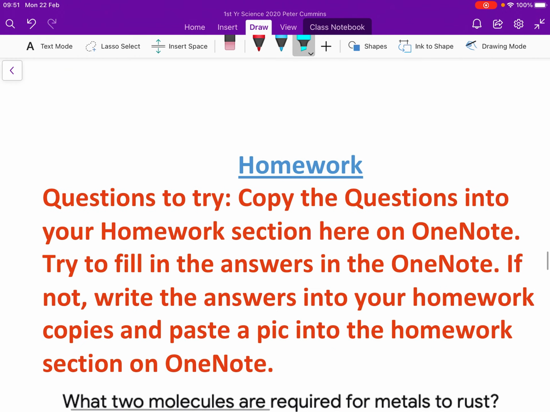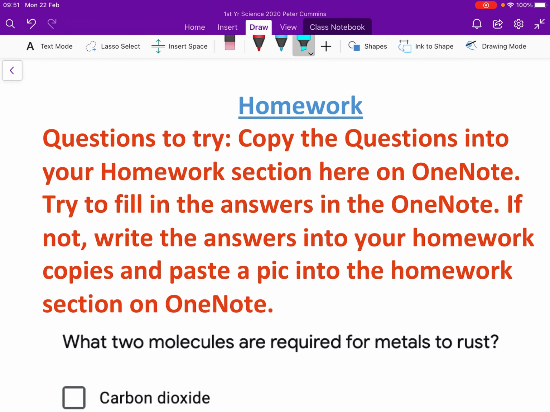Here are the instructions, and this is in the OneNote as well. Copy them into your homework section of your OneNote and fill in the answers there. Just shade in the box that's correct. If you can't do that, just write the answers into your homework copy and paste a picture of that into the homework section. Make sure you do that, because that's my only way of taking a roll to see who is engaging with the lessons, if the homework is there in the folder.